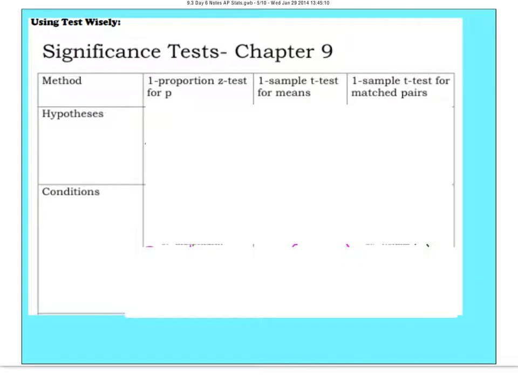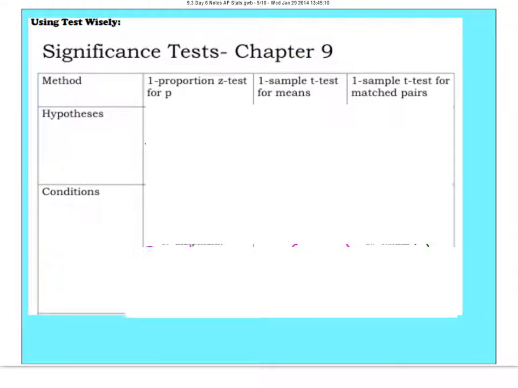Now, we finished all the content with Chapter 9, so let's bring it all together in one big slide here. Again, I did give you that handout to use for Chapters 8 through 12. This is even a few more details. So what is the name of the particular test? Here are the various names that we did. We have the one proportion z-test for p, the one sample t-test for the means, and the one sample t-test for matched pairs. Really, these two are the same.